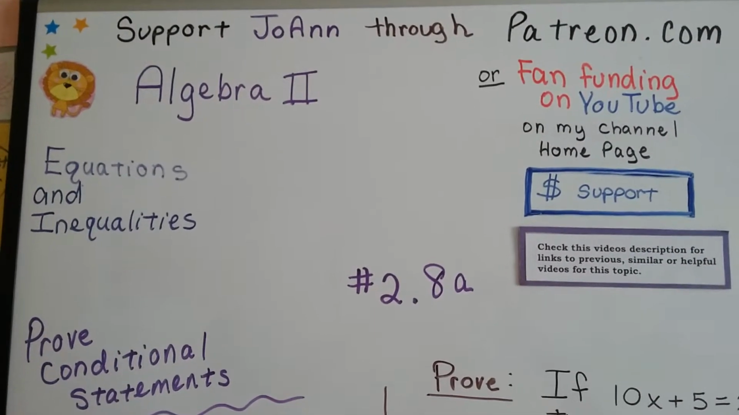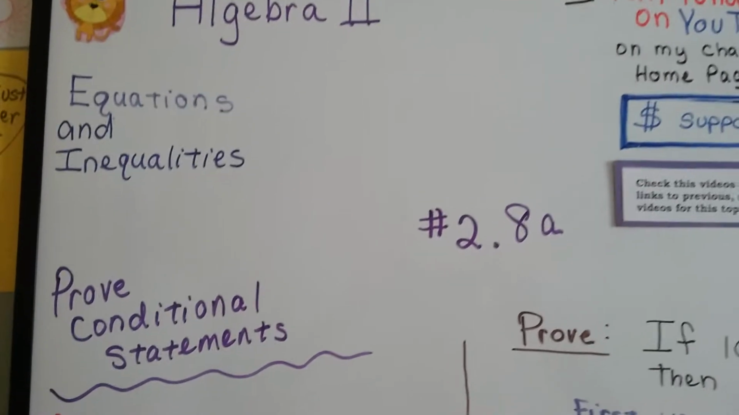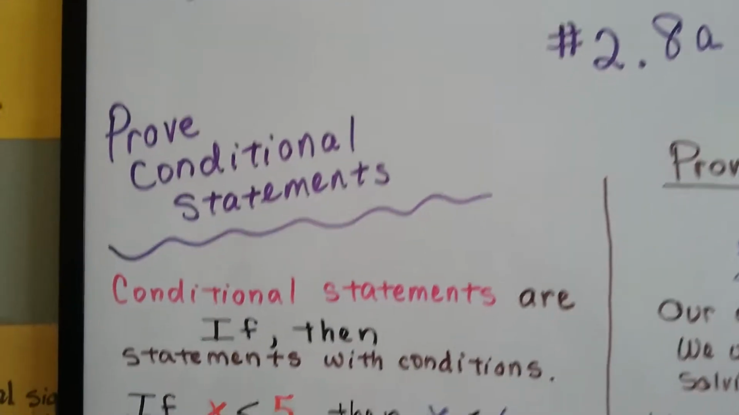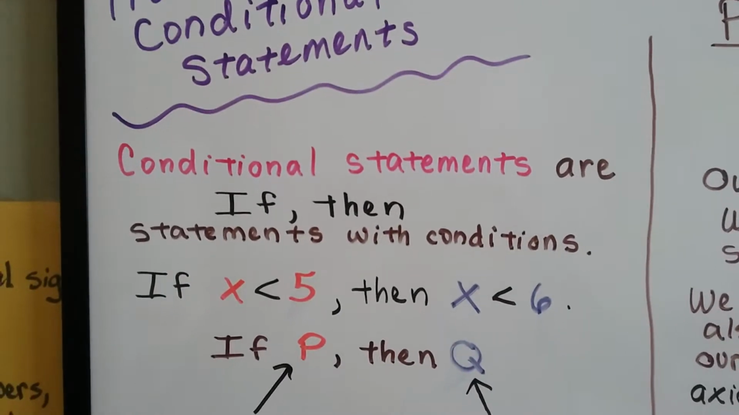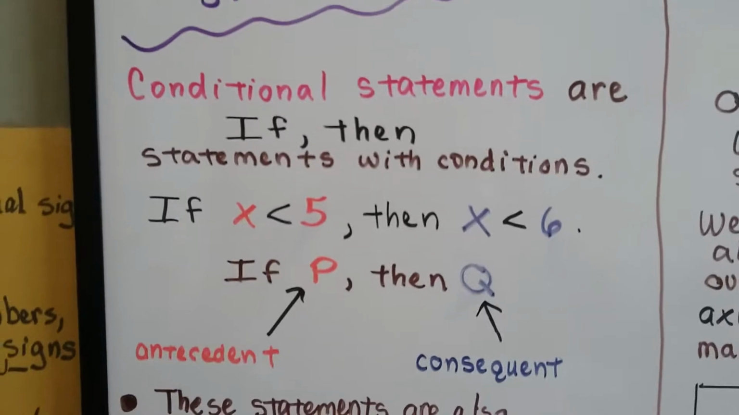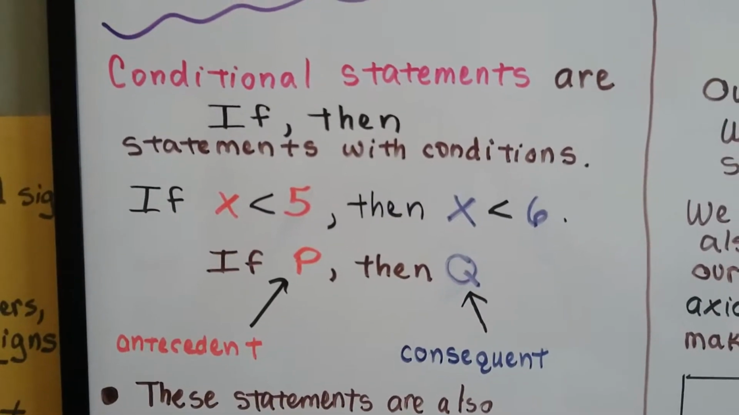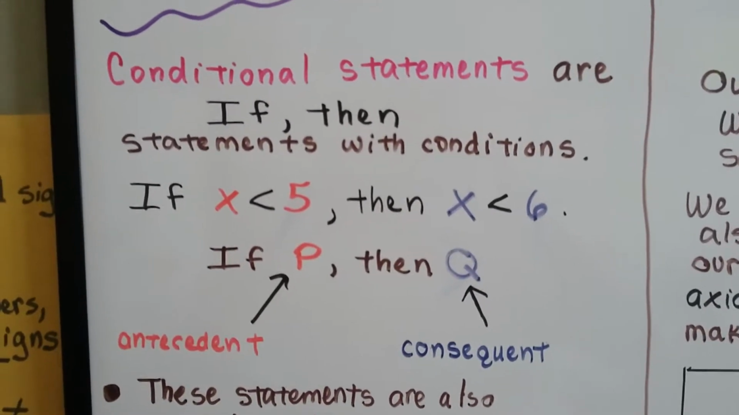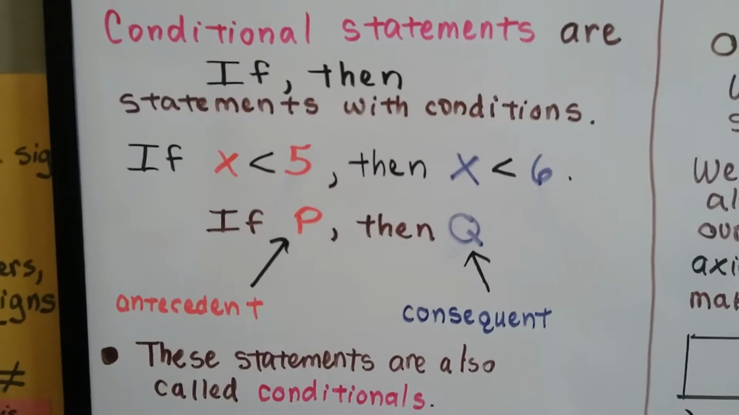Algebra 2, 2.8a, Prove conditional statements. Conditional statements are if-then statements with conditions. So if x is less than 5, then x has to be less than 6. Well, that makes sense, right?